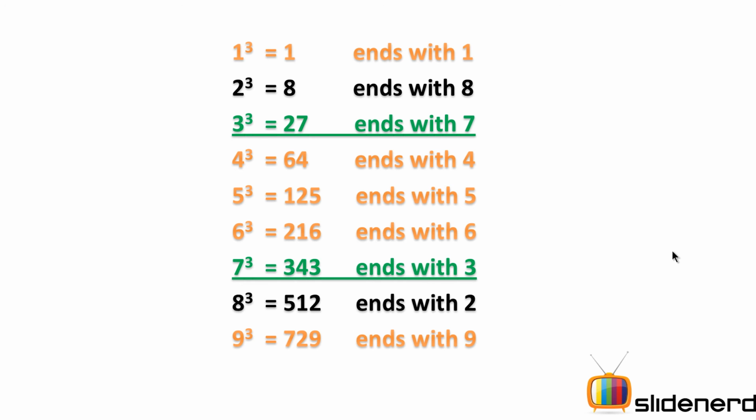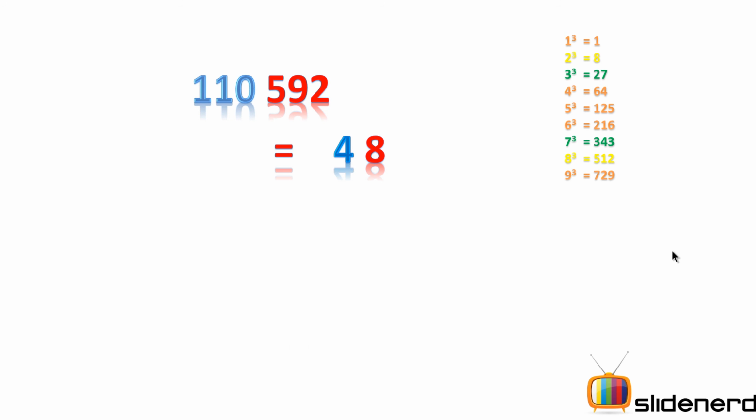Alright, so keeping this in mind, let's tackle how to find the cube root of a long number. Consider the number 110592. Since the number ends with a 2, the last digit, as per our table, should be 8. After getting the last digit, strike out the last 3 digits and consider the remaining numbers. What I have here is 110.